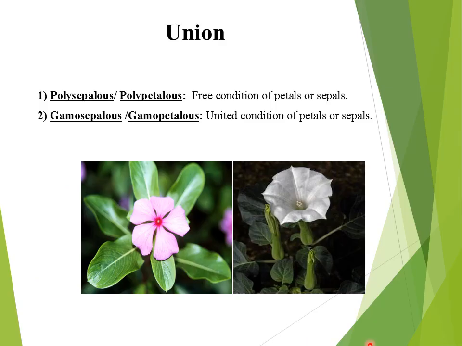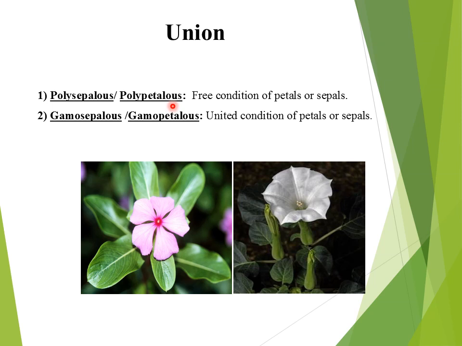Okay, talking about union: polysepalous condition, polypetalous condition, gamosepalous condition, gamopetalous condition. Polysepalous: poly means free, when the sepals are free. Polypetalous, when the petals are free. Gamo means united. Gamosepalous condition is when the sepals are united, and gamopetalous condition is when the petals are united.